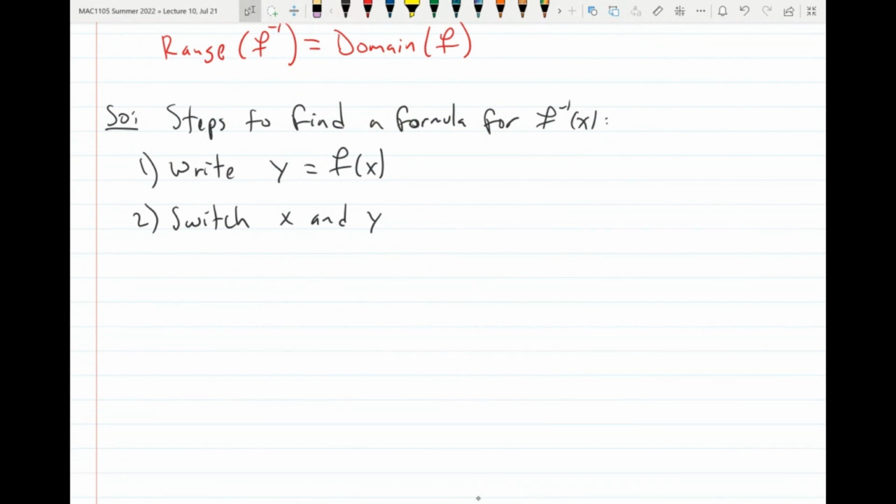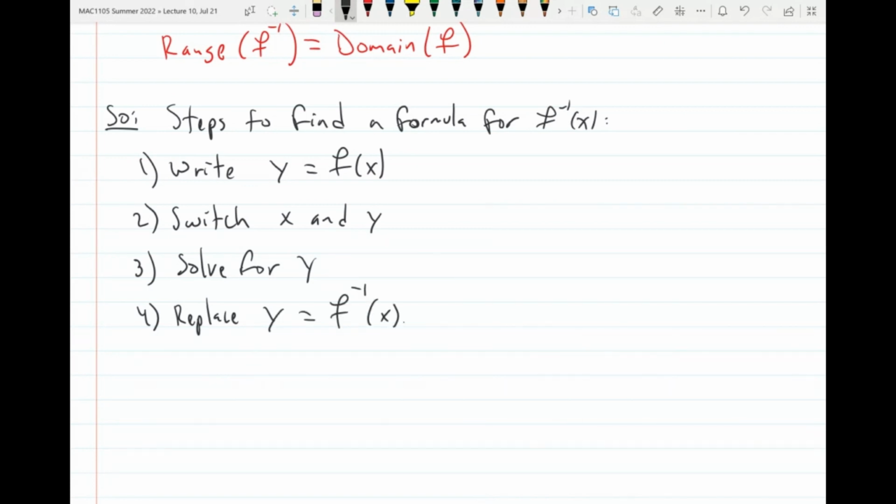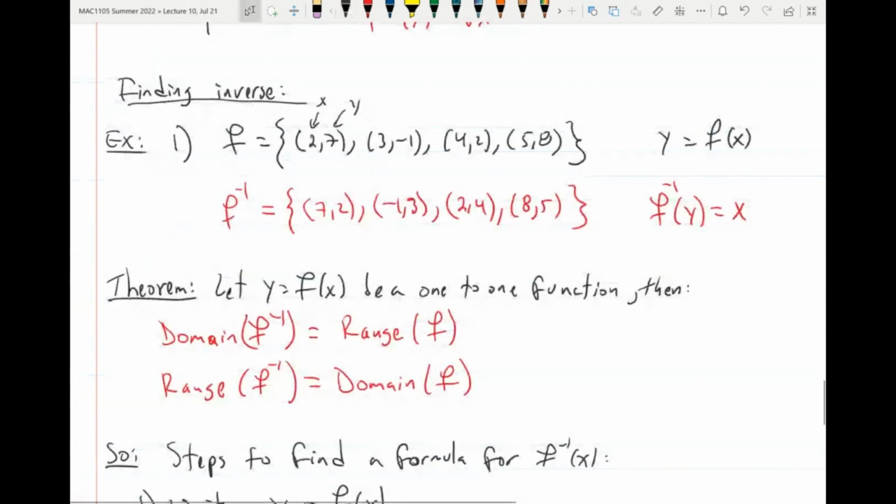Okay? So now step number 3, solve for Y. In other words, write Y equals something that only has X's in it. And then step number 4, replace Y with f inverse of X, and you have your formula. Because remember, you switch X and Y, so now your Y represents the output of the inverse. So Y is taking the place of X. Do you understand this? And remember that X is the output of the inverse.